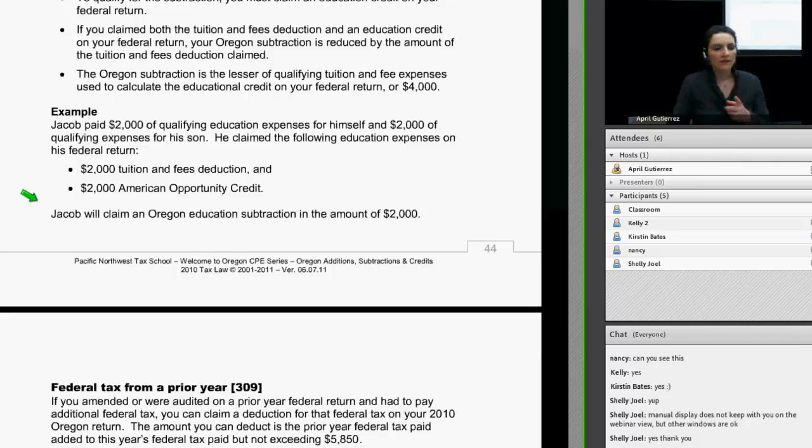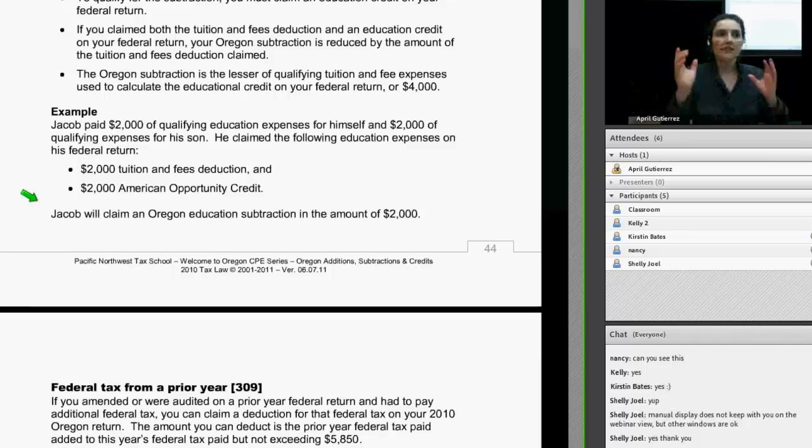Now, one of the things that is confusing to people is when do I get to claim this subtraction on Oregon and when do I not get to claim it? You do not get to claim it if you are already claiming a tuition and fees subtraction that is $4,000. The tuition and fees deduction on the Oregon return is making up for the fact that you didn't claim the deduction on the federal return because you claimed an education credit instead. So you don't claim the tuition and fees deduction on Oregon except where an education credit was claimed.